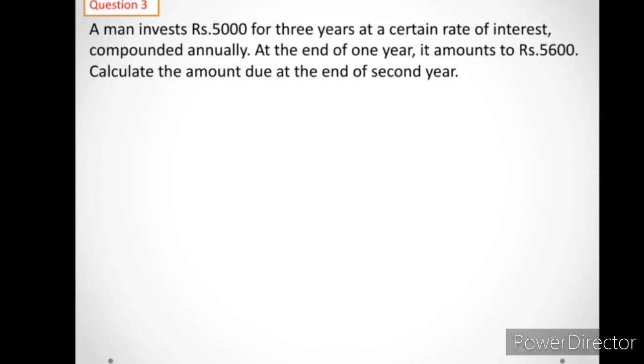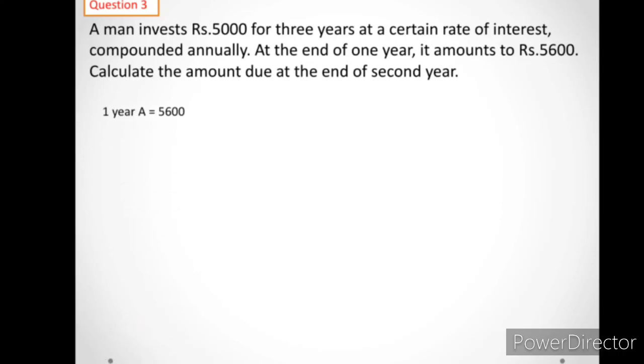Okay, let's go to question number 3. A man invests rupees 5,000 for 3 years at a certain rate of interest compounded annually. At the end of 1 year, it amounts to rupees 5,600. Calculate the amount due at the end of the second year.